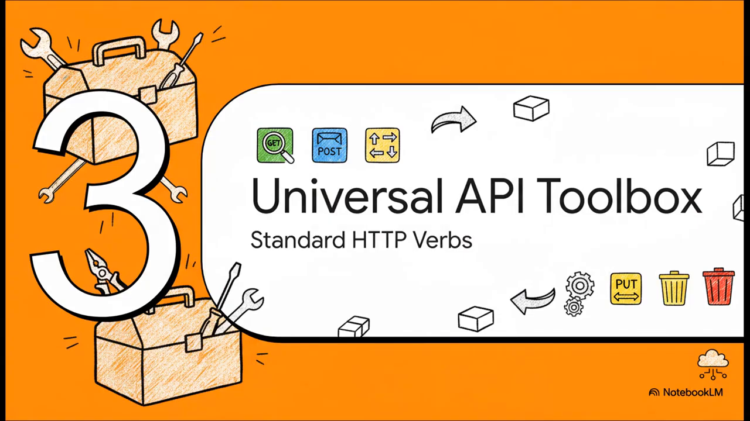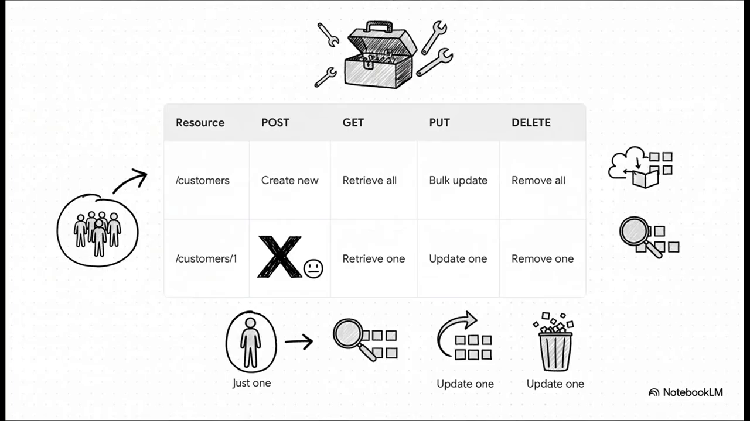Okay, so we've got our resources named and organized. Now, what do we actually do with them? We need some tools, right? A way to interact with all this stuff. Well, lucky for us, REST gives us this amazing universal toolbox in the form of standard HTTP verbs. Now check out this table, because this is really cool. The meaning of each verb changes depending on if you're talking to a collection or a single item.